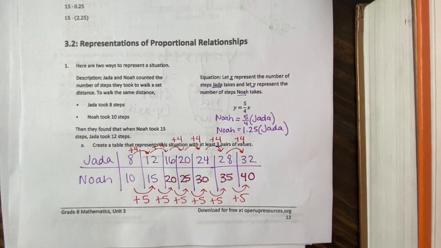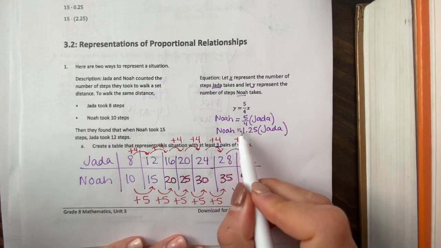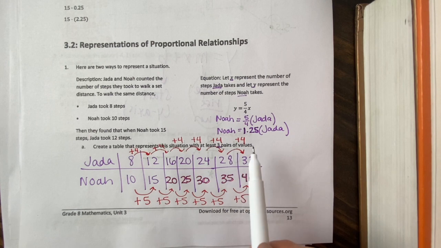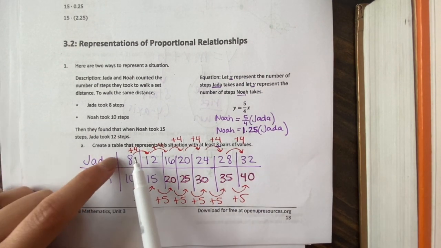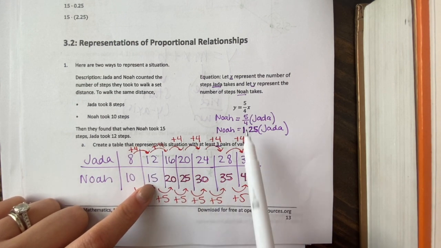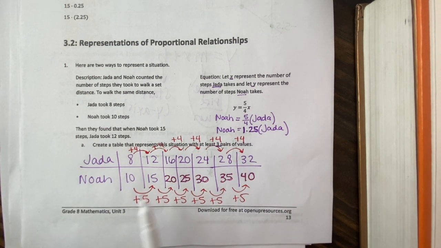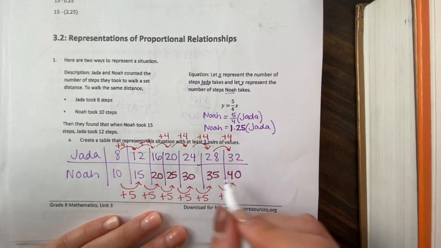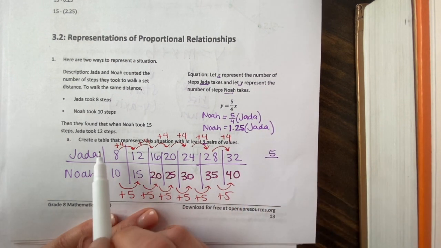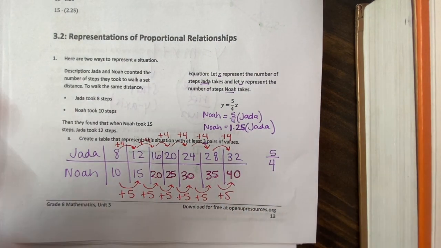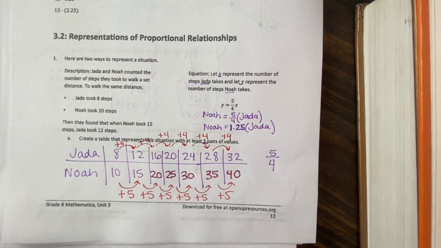So that means that Noah's steps are equal to all of Jada's steps plus 25% more, or a little bit more. And that's what this looks like. Jada took 8, so Noah took 8 and a little bit more. Jada took 12, so Noah took 12 plus a few more. So that's all that this is saying, okay? And if you notice, the 5/4 is the rate of change. So we have Noah's steps are changing by 5, and Jada's steps are changing by 4. So that's where they get the slope there, which is your rate of change. And that'll make a little bit more sense once we get to the back.